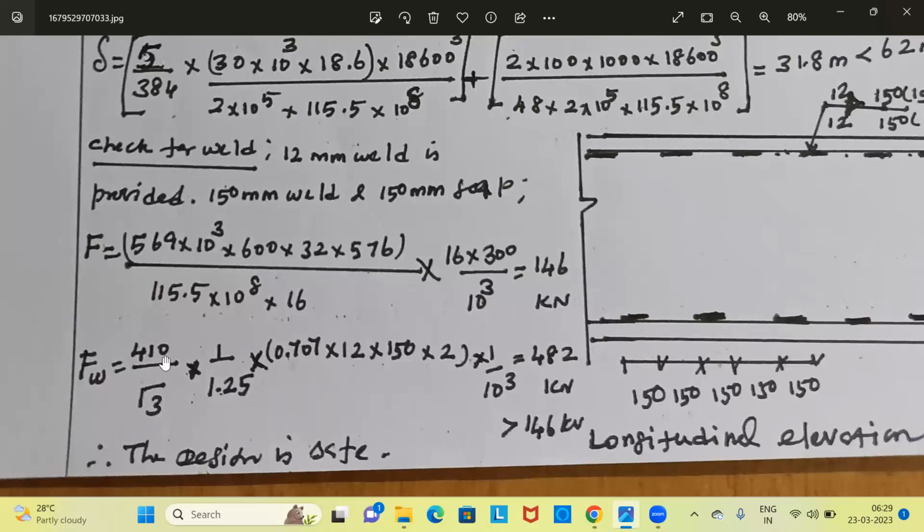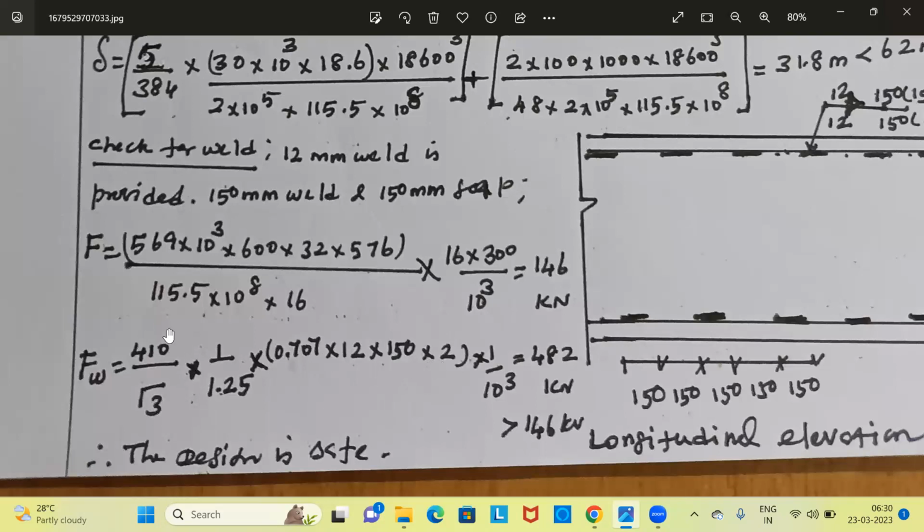Fu 410 by root 3, with the material factor of safety 1 divided by 1.25, into the area of the weld. What is the area of the weld? What is the thickness of the weld? We have provided 12 mm. 12 mm means the effective throat thickness is 12 into 0.707. And what is the weld length? 150 mm on one side. Then what about the other side? So multiplied by 2, 150 into 2.